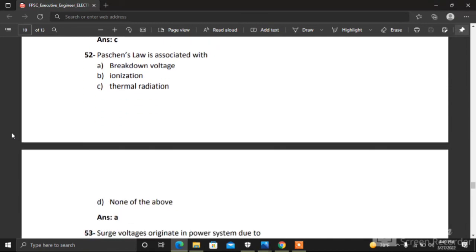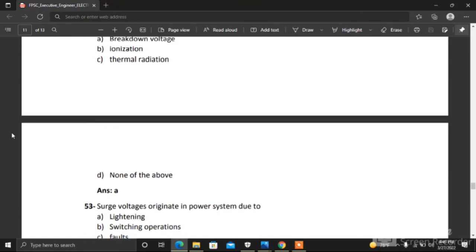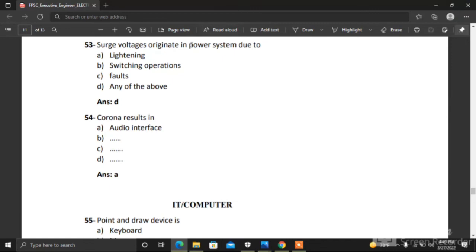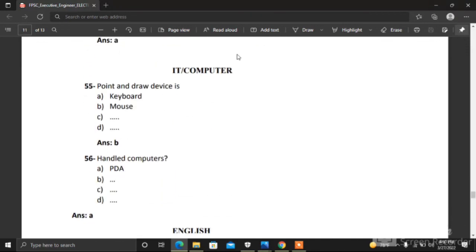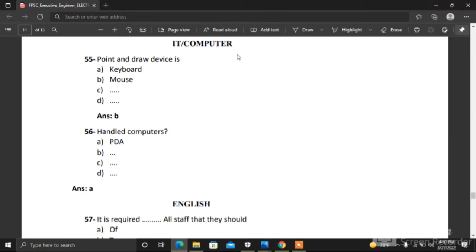Paschen's law is associated with, correct option is A, breakdown voltage. Surge voltages originate in power system due to, correct option is B, any of the above: fault, switching operation, lightning. Corona results in, correct option is A, audio or radio interference. Point and draw devices, correct option is B, mouse. Handheld computers are also called, correct option is A, personal digital assistant.